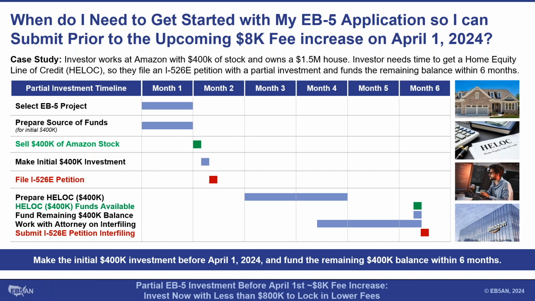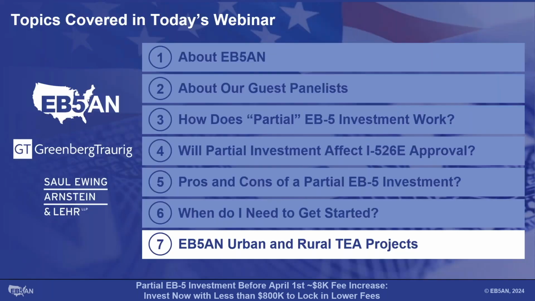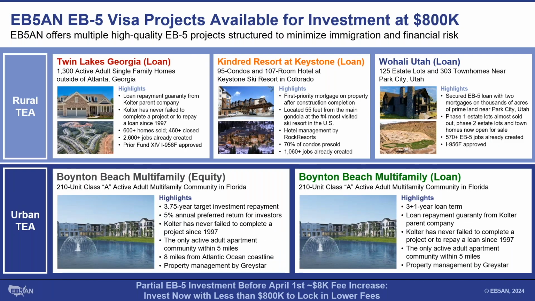Now before we wrap up, we'll spend a few minutes chatting about some of our current projects, and particularly what the delta is between those in terms of rural versus non-rural as well. Currently we have 5 EB-5 projects open for investment today. 3 of them are rural and 2 of them are non-rural and are considered urban high unemployment. In general, if you make an investment in any of these projects, the investment is going to be $800,000. There's no difference in the investment amount across.